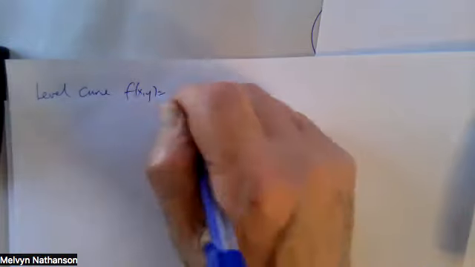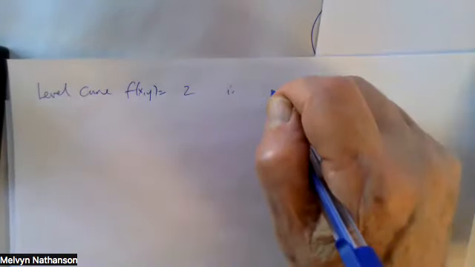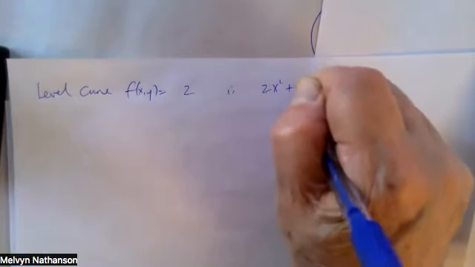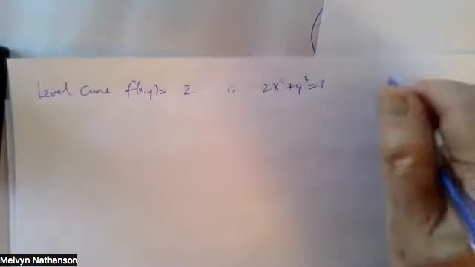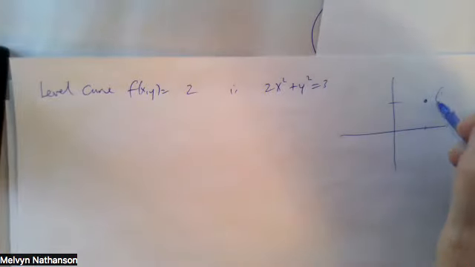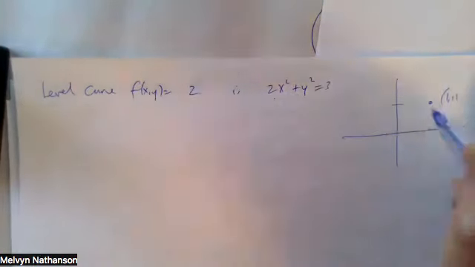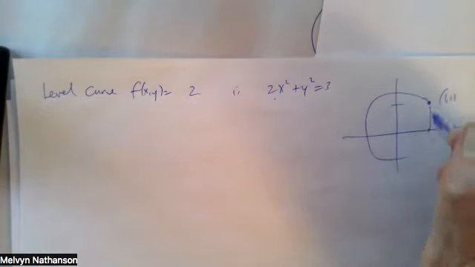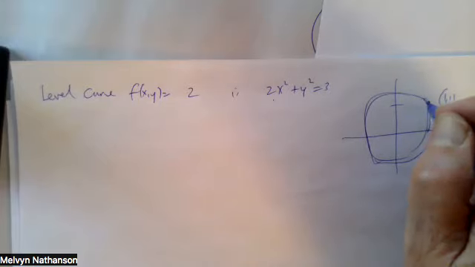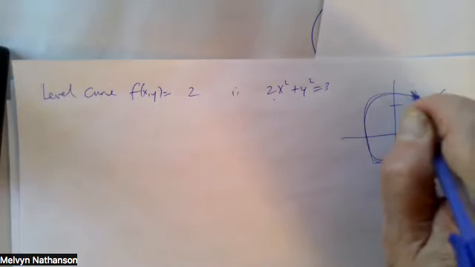So we have the level curve f of x, y equals 2, which is the ellipse 2x squared plus y squared equals 3. One point on that is the point (1, 1), of course, because 2 plus 1 is 3. And this is the level curve. What is the tangent line to the curve at this point?